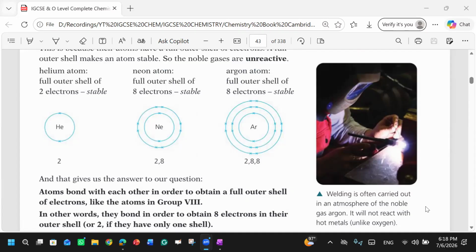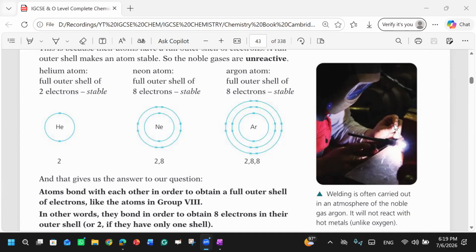Because oxygen doesn't have a full valence electron shell, while argon does, because it's a noble gas. My question is, your answer is correct, but you gave half the answer. I'm asking why they are not using oxygen. Because they have mentioned argon will not react with the hot metal, but oxygen can react with the metal. And why can oxygen react? The answer you have given: because oxygen has 6 electrons in the valence shell, there is a vacancy of 2 electrons. That's why it will react with the metals.